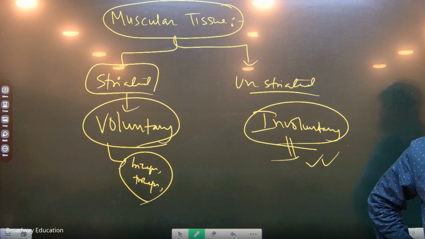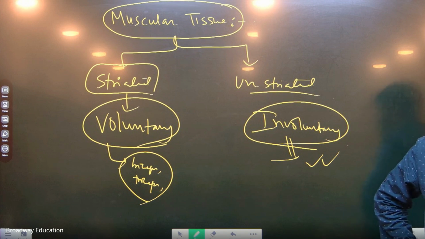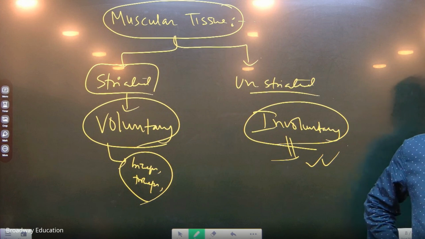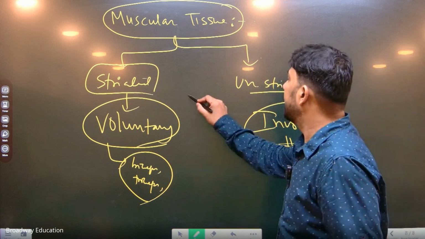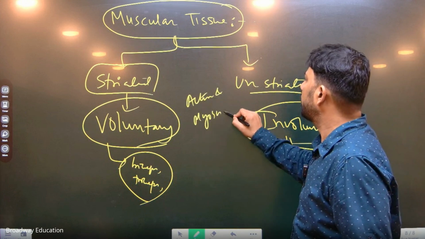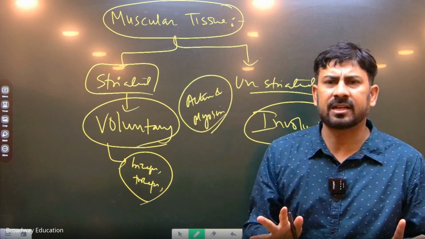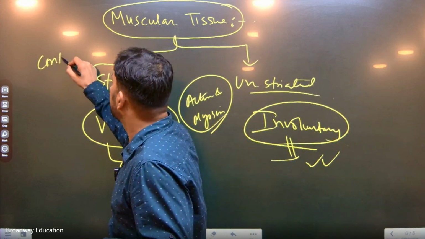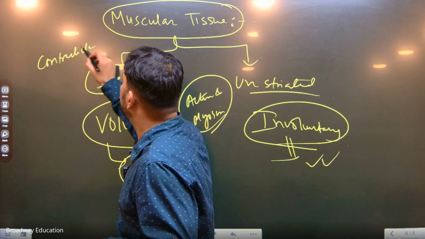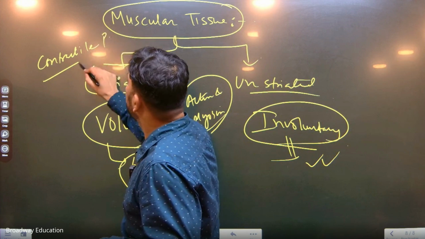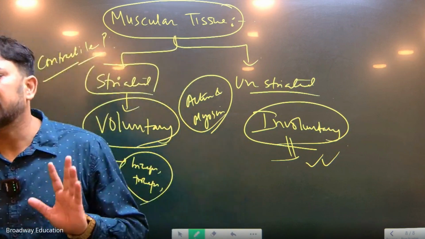Now, one more thing I said: there are certain chemicals which are released in the body and are responsible for muscular contraction. What was the name of that? Actin and myosin. One more protein is also involved in the contraction of the muscles. What is that? Contractile protein.